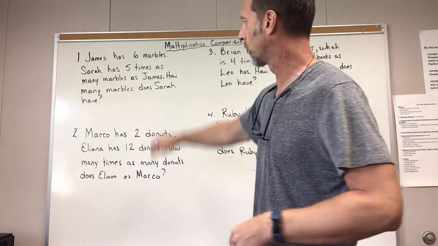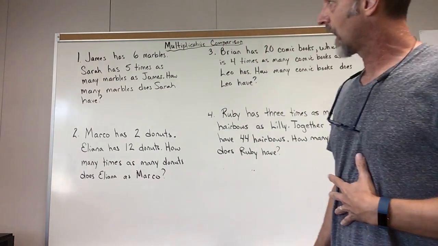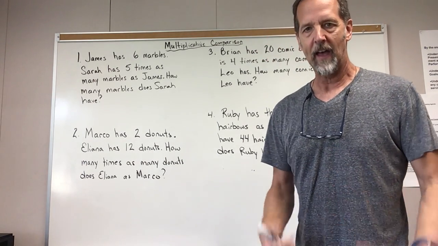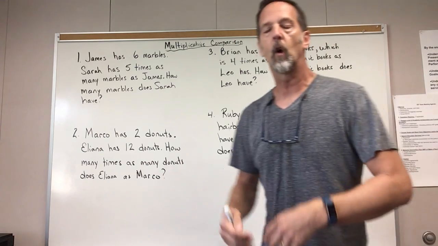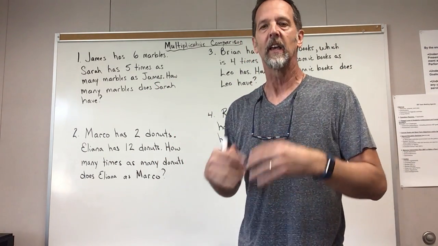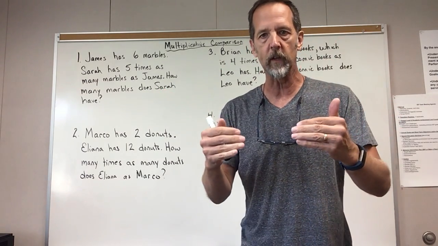Take a look at number 1. Number 1 says James has 6 marbles. Sarah has 5 times as many marbles as James. How many marbles does Sarah have? Okay, so one thing I want you to do when you're doing a comparison problem like this is label who the groups are and put down what you know.